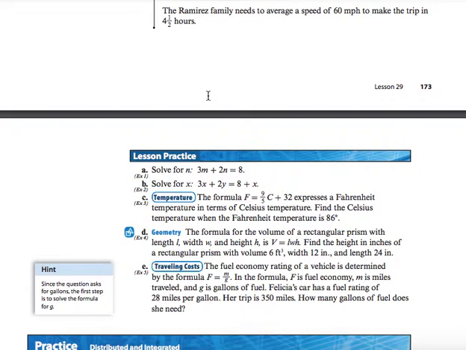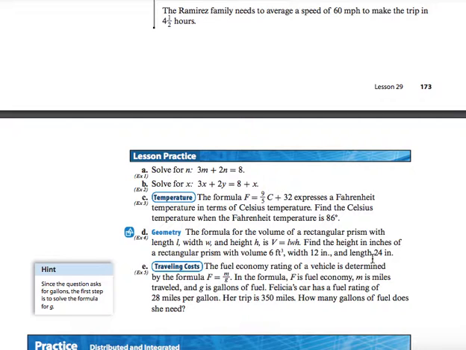Letter D, the formula for the volume of a rectangular prism with length L, width W, and height H is V equals LWH, or length times width times height. Find the height in inches of a rectangular prism with a volume of 6 feet cubed, width of 12 inches, and a length of 24 inches.